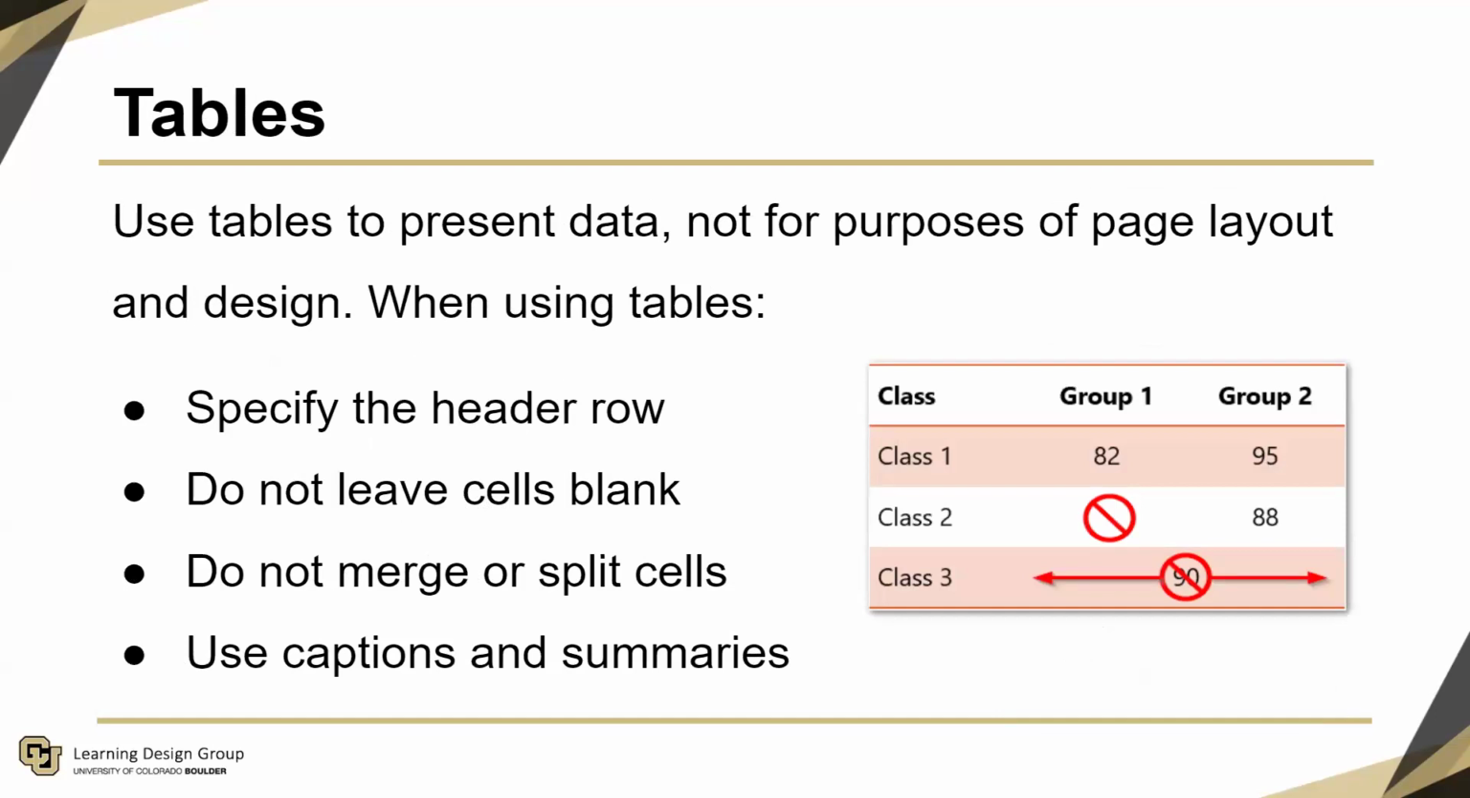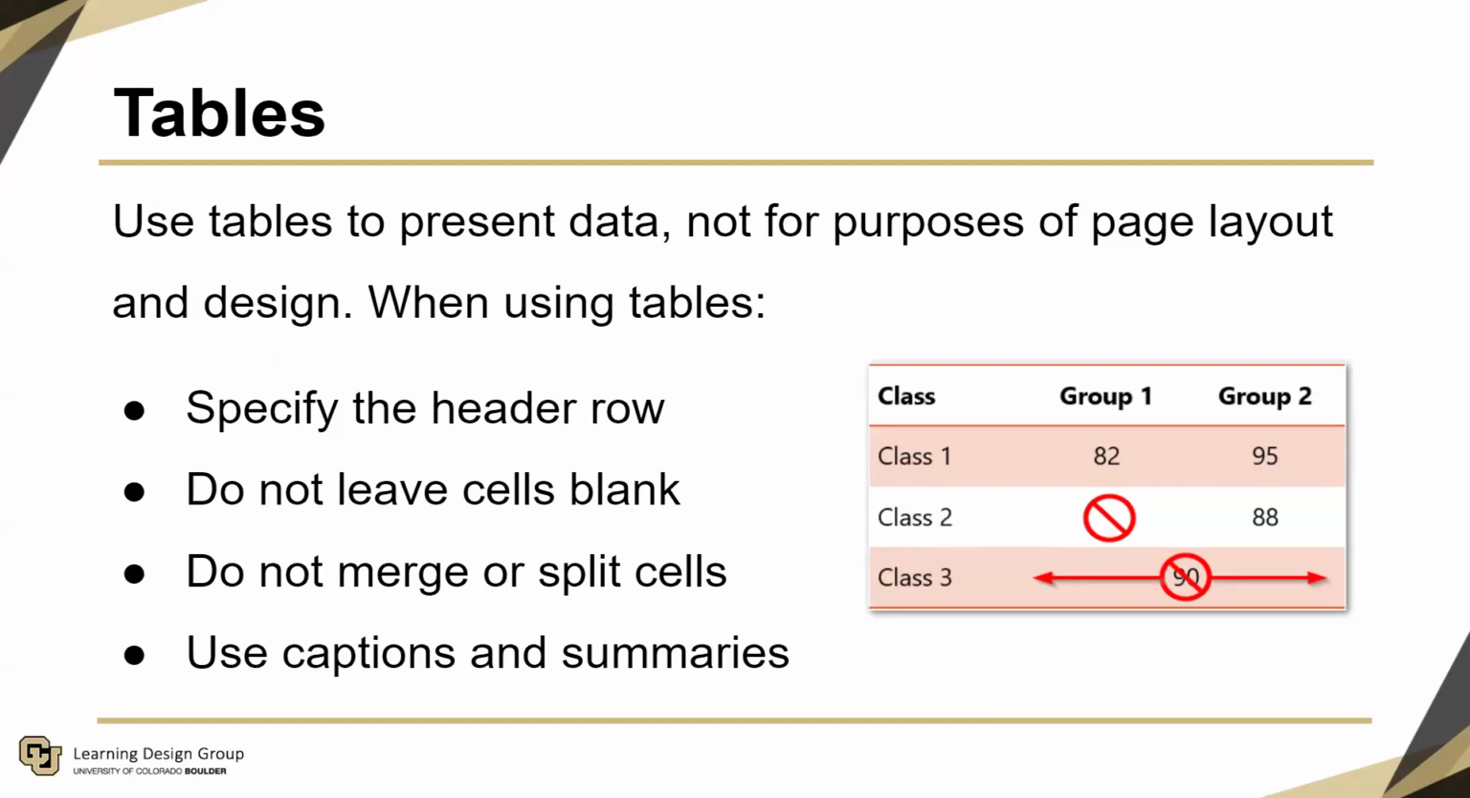Tables. Dun, dun, dun. Tables is one of the most complex elements, in my opinion, when it comes to accessibility. So I'm going to just try to cover the basics. There are three things that you should keep in mind when creating tables. Number one, always specify the header row of the tables with the built-in applications.